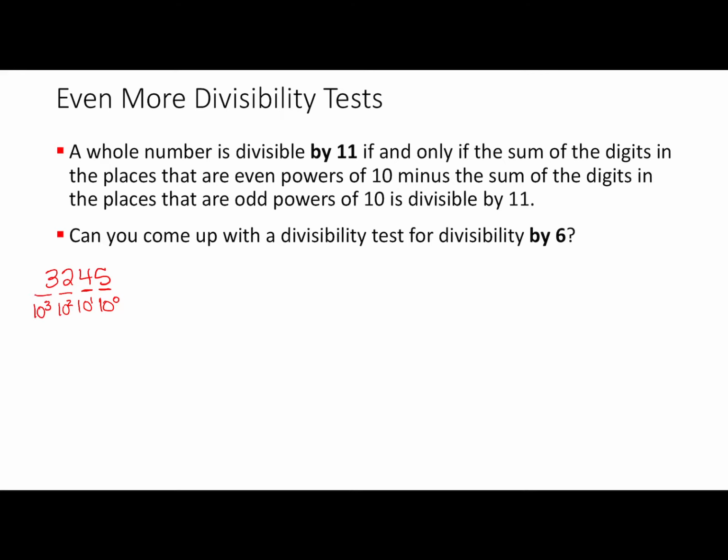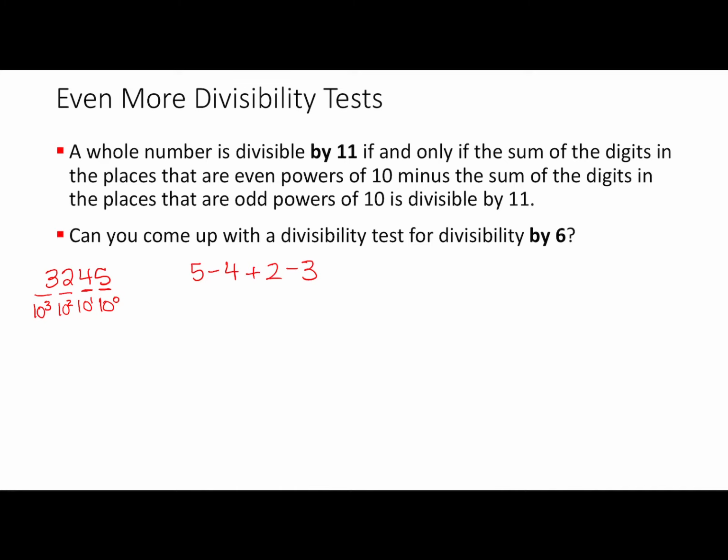So you notice our even powers and our odd powers alternate, right? So one way we could say this is we're looking at an alternating sum. We're going to add, subtract, and we're going to start in the 10 to the 0, or the ones place. So I'm going to add where it's even powers of 10. So 5 is going to be added, and then I'm going to subtract the odd powers of 10. So minus 4 plus 2 minus 3.